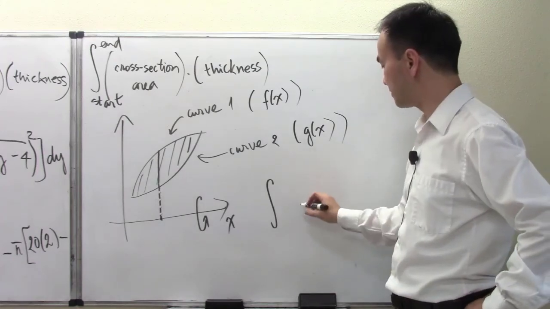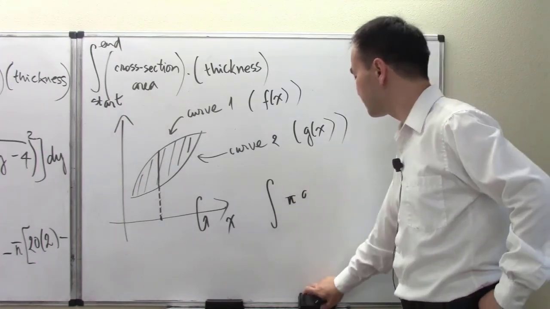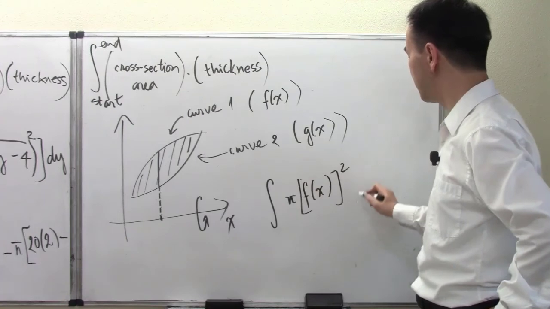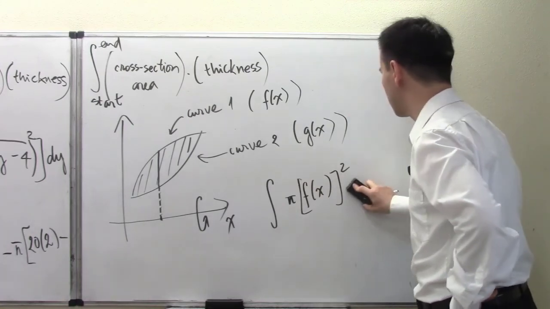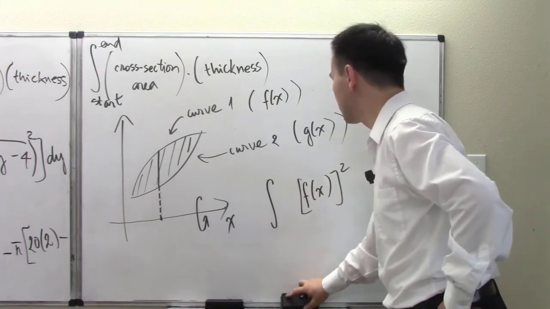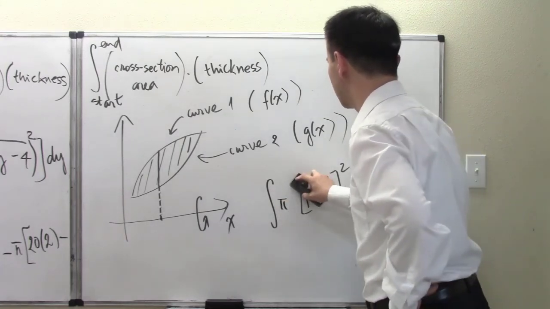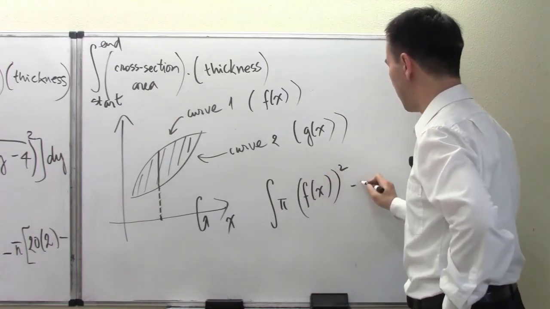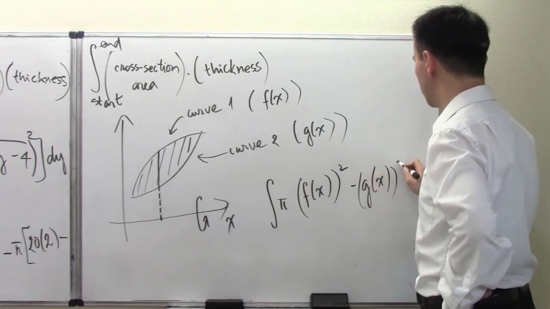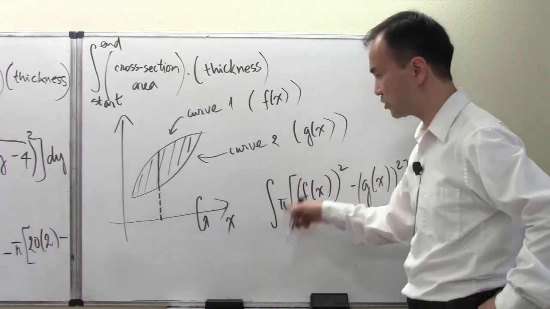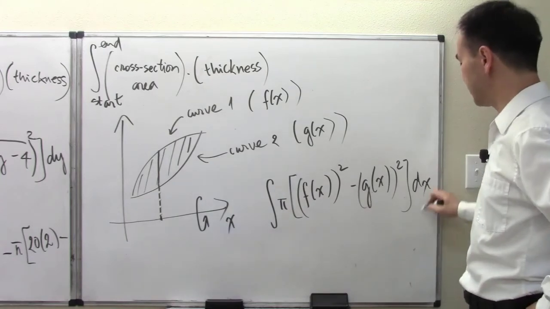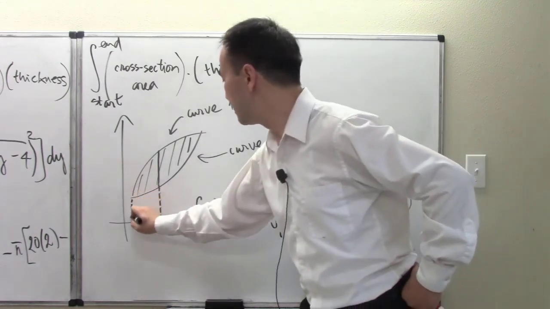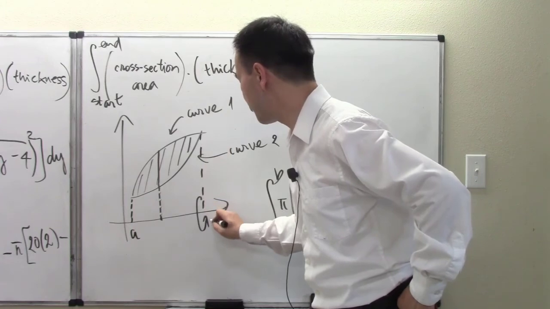So that means here it's pi times f of x squared minus g of x squared, and these two terms multiply with a common factor of pi right there, and dx. So this is the formula that you commonly see in many textbooks from a start to an end. X equals a, x equals b, okay?